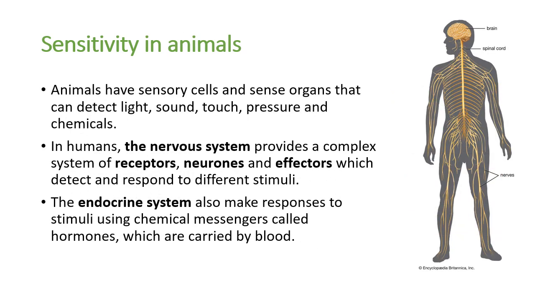Sensitivity in animals. Animals have sensory cells and sense organs that can detect light, sound, touch, pressure, and chemicals. In humans, the nervous system provides a complex system of receptors, neurons, and effectors which detect and respond to different stimuli. The endocrine system also makes responses to stimuli using chemical messengers called hormones, which are carried by blood.